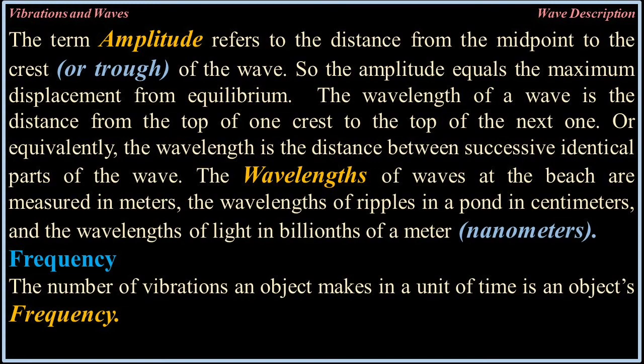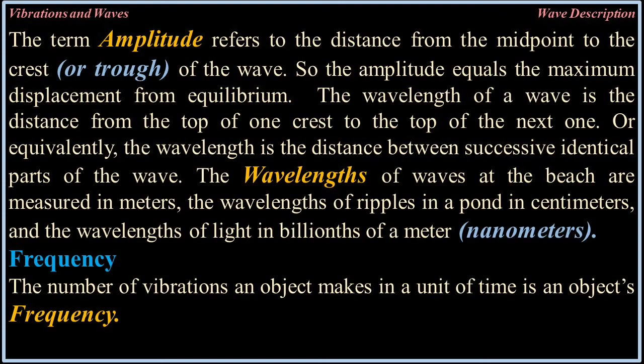The term amplitude refers to the distance from the midpoint to the crest or trough of the wave. So the amplitude equals the maximum displacement from equilibrium. The wavelength of a wave is the distance from the top of one crest to the top of the next one. Or equivalently, the wavelength is the distance between successive identical parts of the wave.